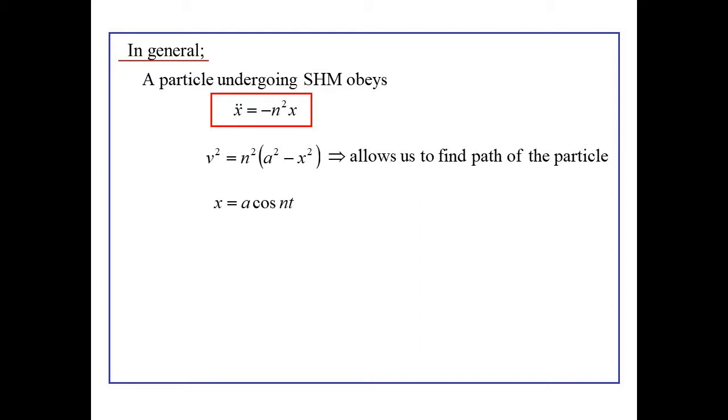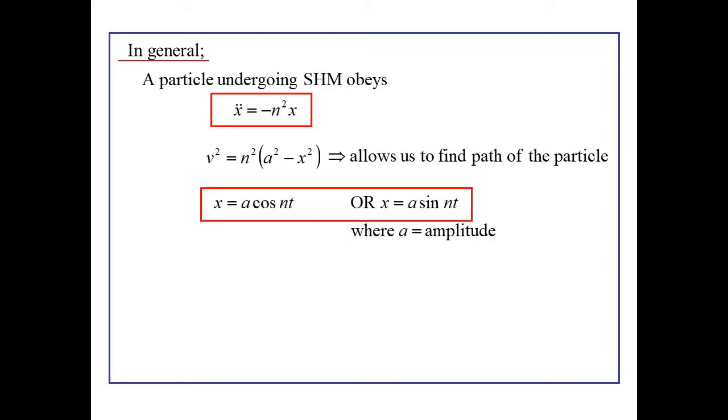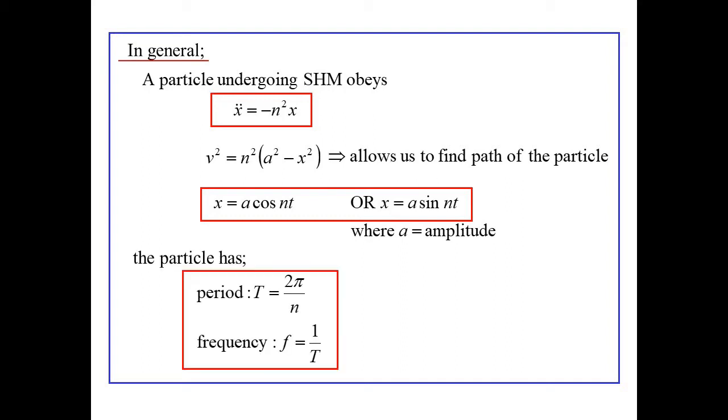You will end up with x equals a cos, or maybe a sine, depending on what the question was and how you've integrated it, and a is the amplitude. Those you can quote. It depends which end of the problem you're starting from. The particle has a period, well, it's a trig function, 2 pi on n. It also has a frequency. Frequency is the reciprocal of period.